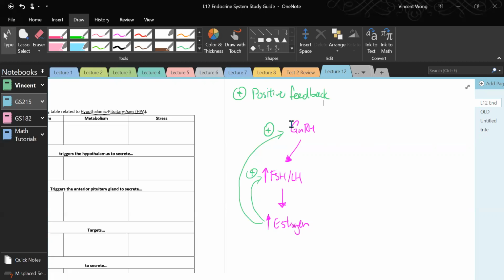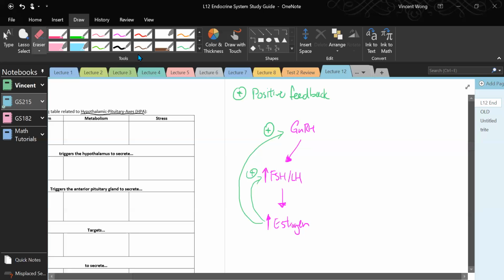And this just keeps on exaggerating the contraction, right? Which is what you want when you try to push out a baby. You don't want to shut down the contraction. So this continues to happen until the baby is out. Does that make sense? Okay, so that's positive feedback.